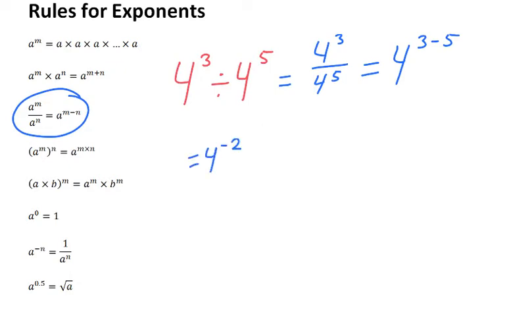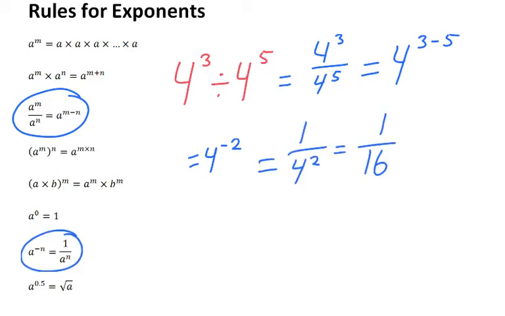Now, if you have a negative exponent, you can use the other rule to take care of that. And this rule says if you have a negative exponent, you put it on the bottom, so I have 1 over 4 squared, and that equals 1 over 16.